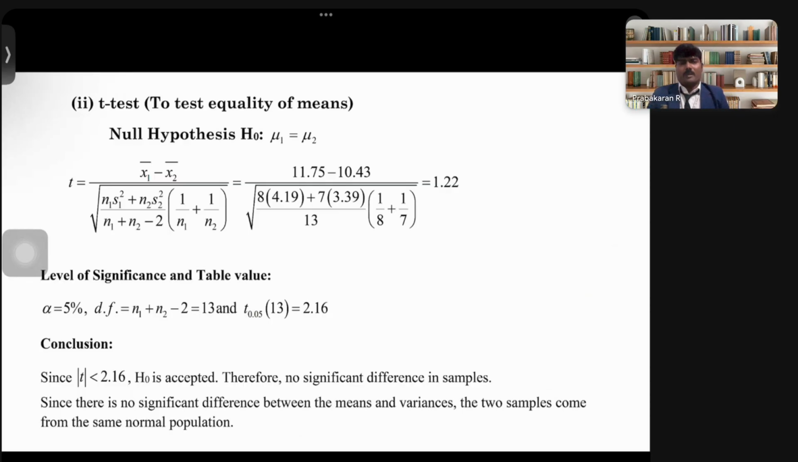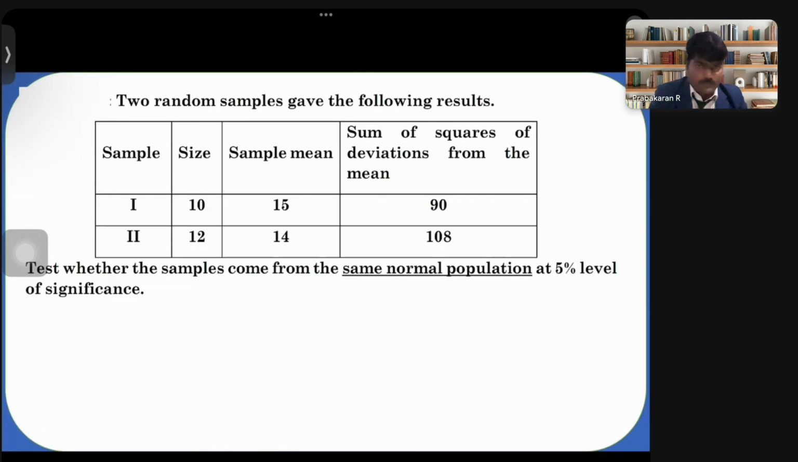So we'll see one more problem. This is the second problem for your understanding. If you understood the previous problem, you can pause and go for solving that. This is a little easier than the previous problem, because in the previous problem they gave the two samples, the raw data, but in this they have given the mean and standard deviations directly.